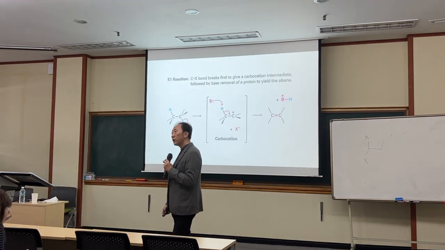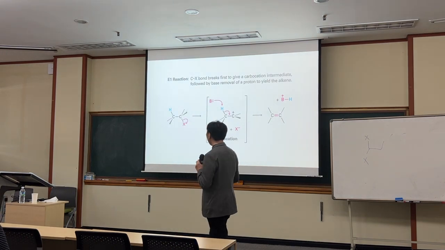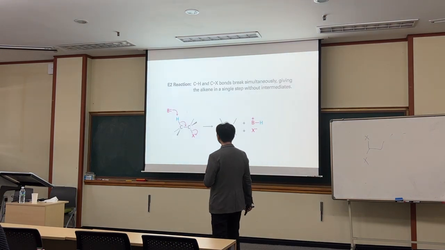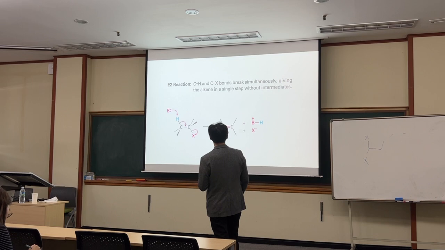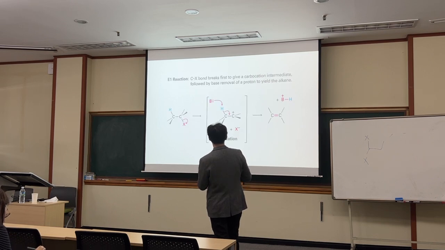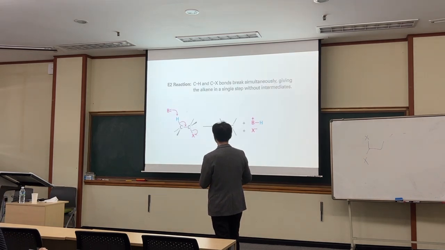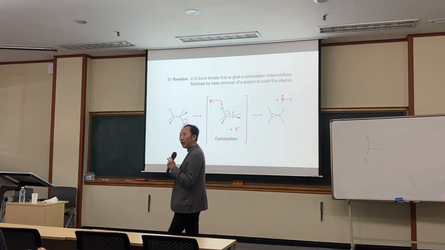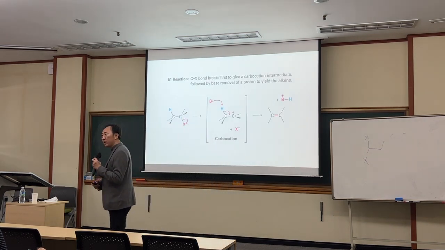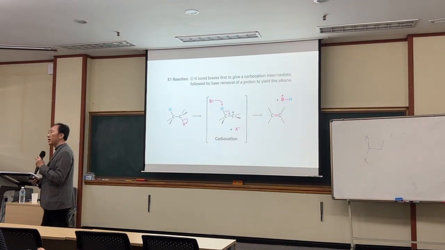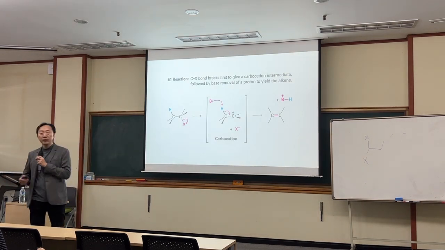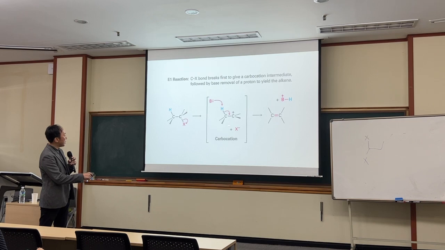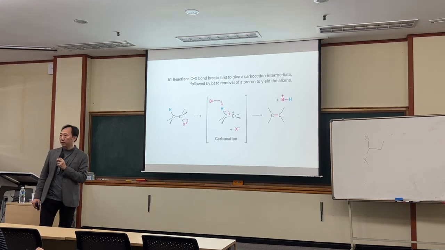Analogous to SN1, SN2 reaction. Another possibility. So in this case, E2 reaction. Oh, sorry, I'm doing an example. This is E2 reaction. Another possibility is E1 mechanism. In this case, similar to SN1 reaction, this decomposes first to generate the carbocation first.